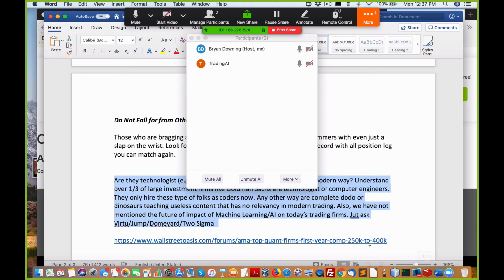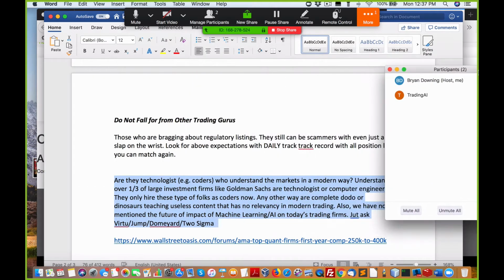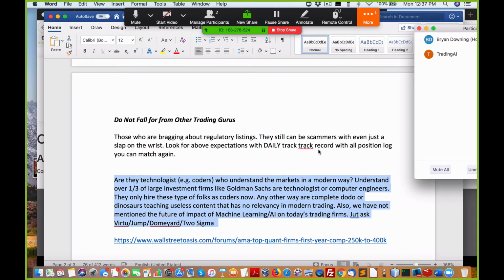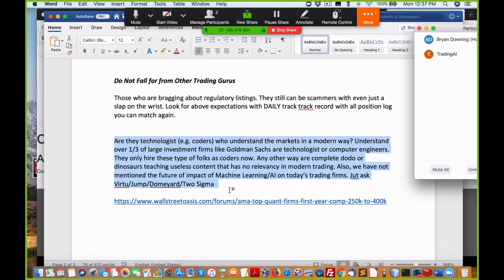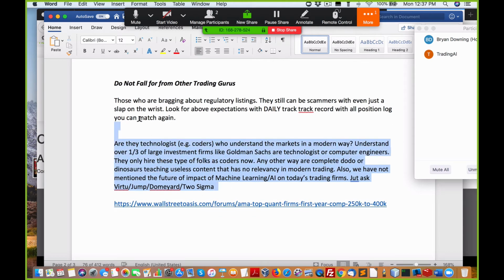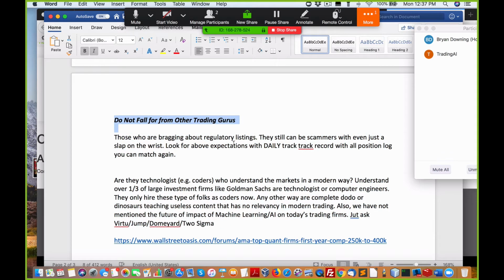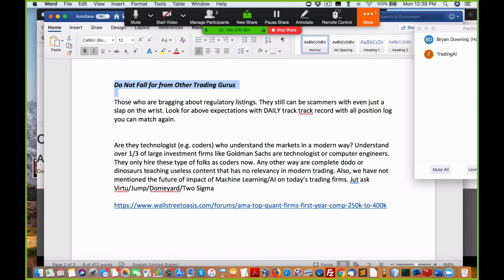Continuing along. All right, so what we have here is talking about Goldman Sachs. As I said, do not fall for these trading gurus at all, who just show you that they're listed on something like the SEC, for reasons mentioned before.